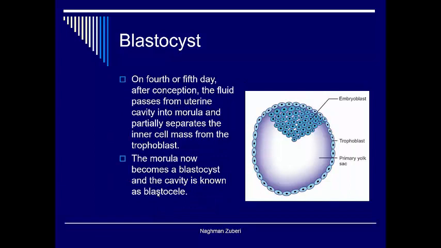On the 4th or 5th day after conception, fluid passes from the uterine cavity into the morula and partially separates the inner cell mass from the trophoblast. The morula now becomes a blastocyst, and the cavity is known as blastocele.